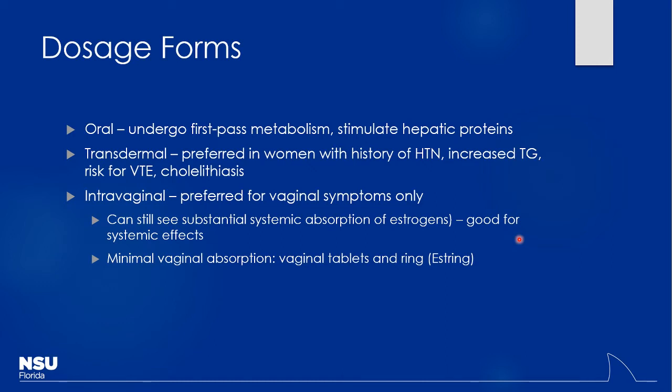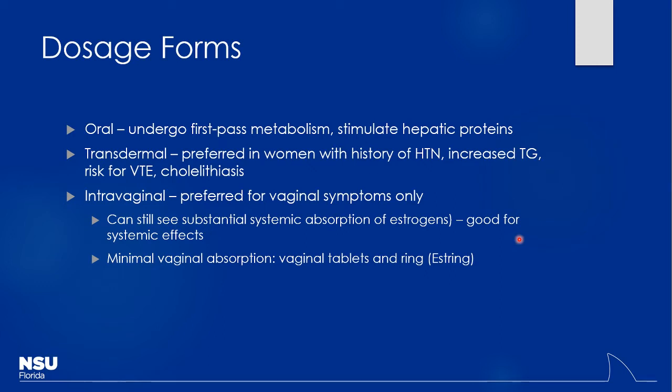Transdermal tends to be more preferred in patients, for instance, if they have a history of hypertension, or if they have risk for VTE, cholelithiasis, things like that. Those are patients that are going to be better served by a transdermal product. You still get systemic effects happening, but it's not going to have as big of an effect on the liver.